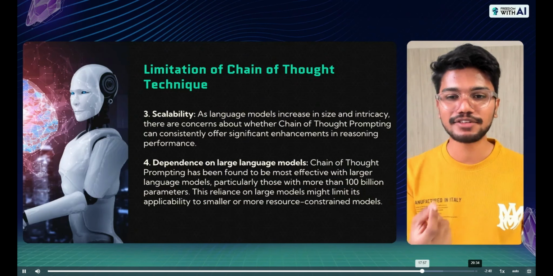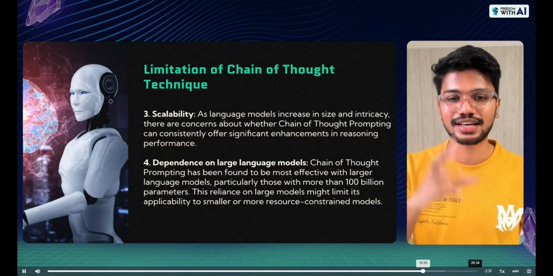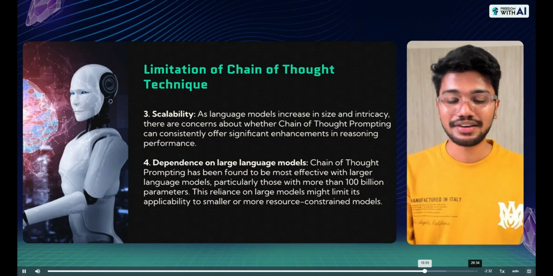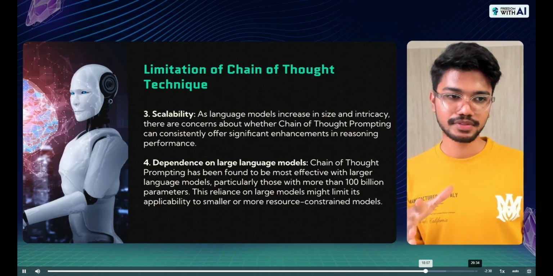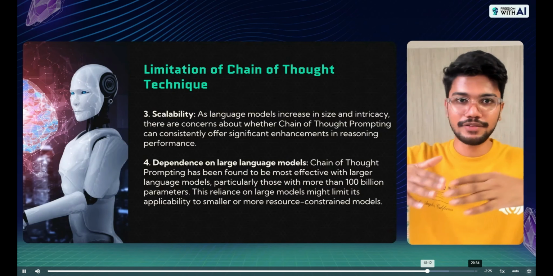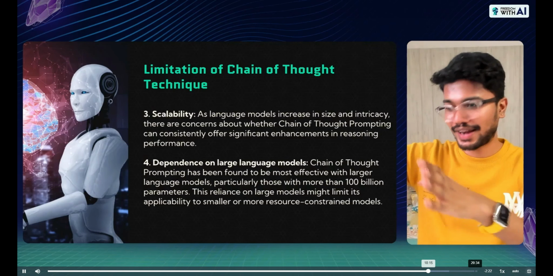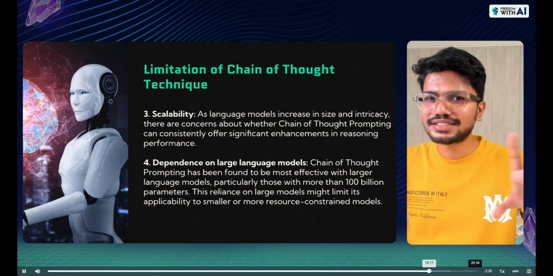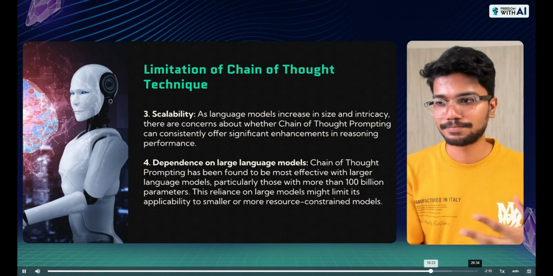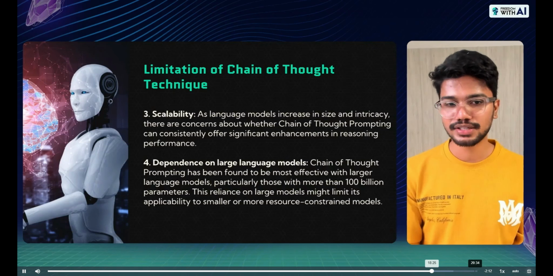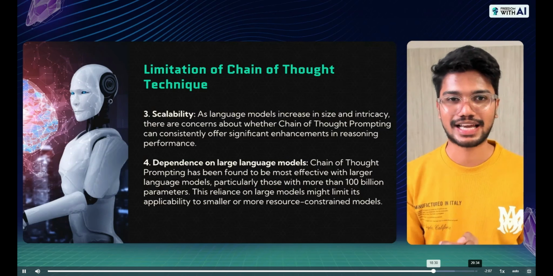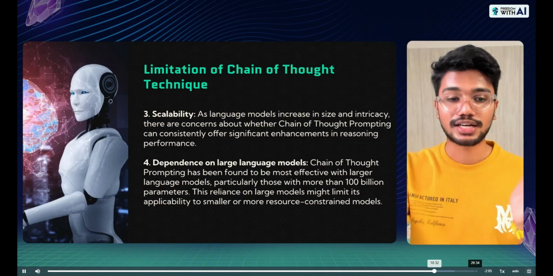Scalability. As a language model increases in size and intricacies, there are concerns about whether chain of thought prompting can consistently offer a significant enhancement in reasoning performance. Most of the time, since it is a multi-step prompt, the answer from the previous prompt will be dependent on the next prompt's response, right? So this is a little hectic, a little kind of issue here. So it might not be consistent and might not scale, but as a user of ChatGPT or any large language model, it's more than enough to start the whole thing.